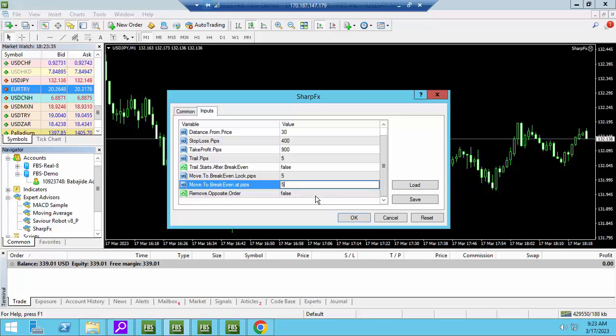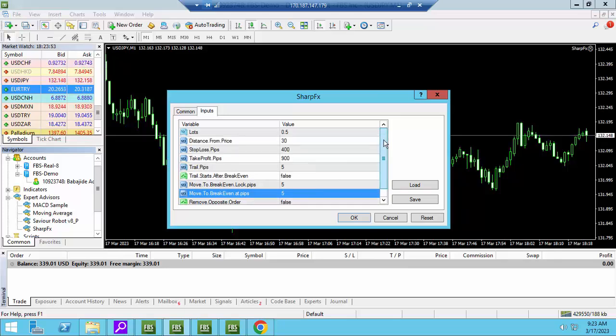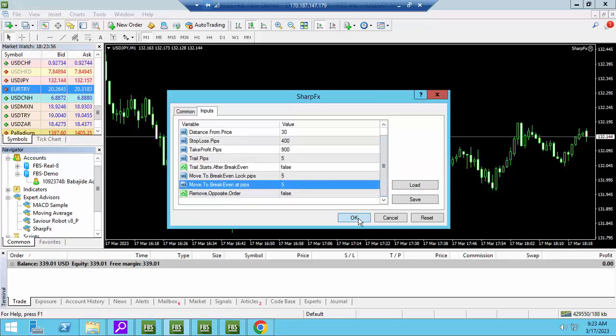I always make it false, because at any moment if the market goes down and picks something from me, and if it decides to move up again, the opposite order will still be there to pick for me. So when the market has really done what it wants to do, then you must manually close this. After you have set this, you just need to click OK.